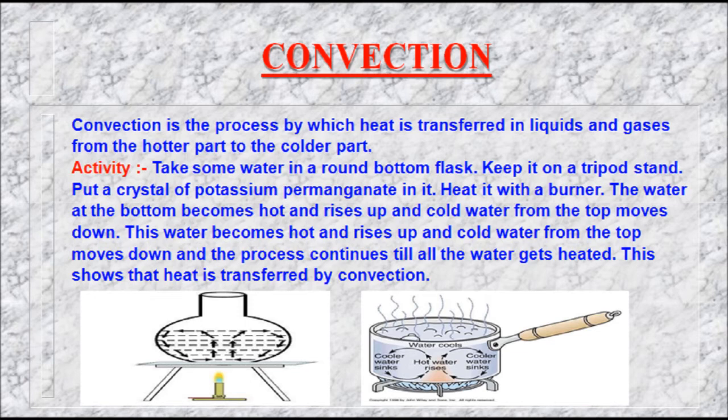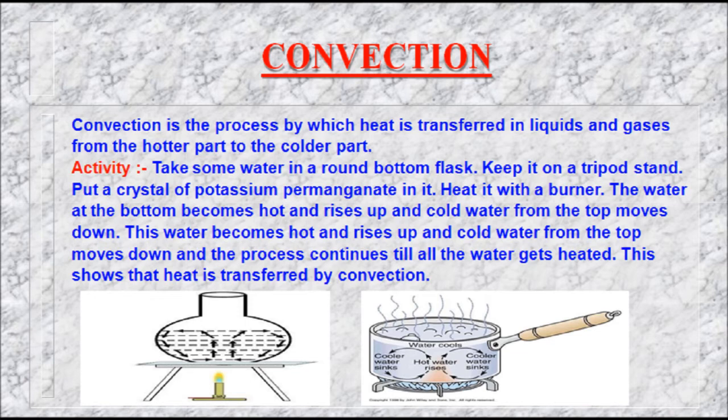A stream of colored water rises up in the beaker. The colored stream then moves down through the sides of the beaker. Explanation: when the beaker is kept on a flame, the water in contact with the bottom of the beaker gets warm. As the hot water is lighter than cold water, it rises up to the surface.